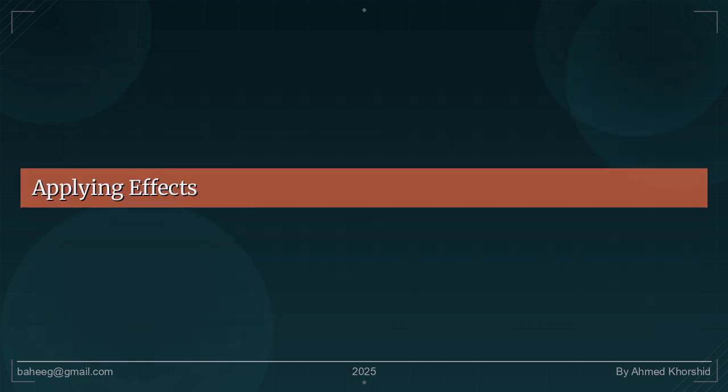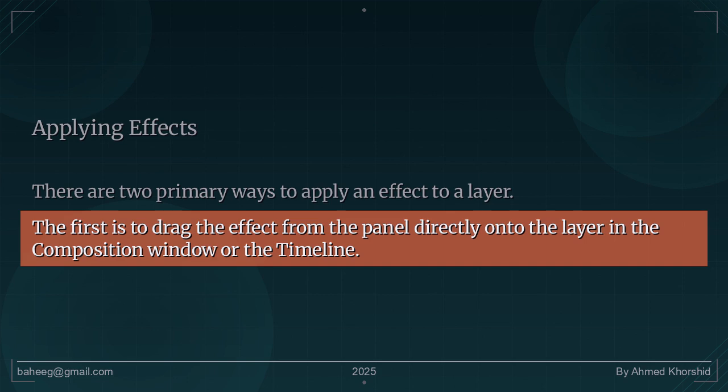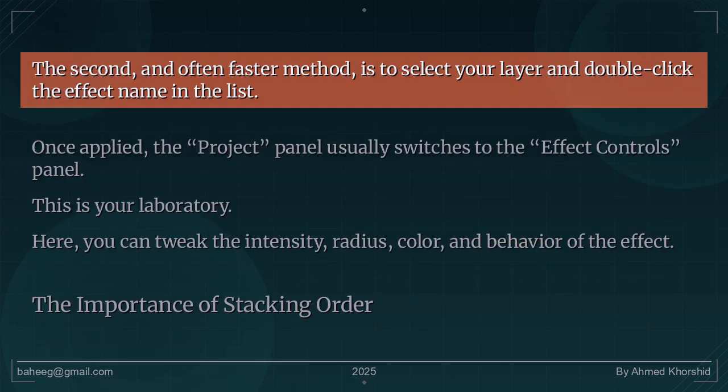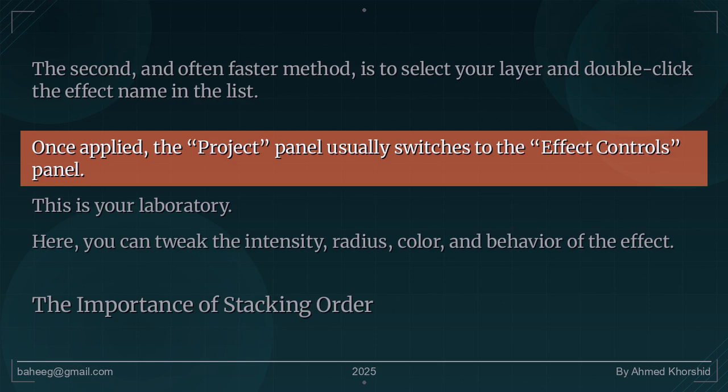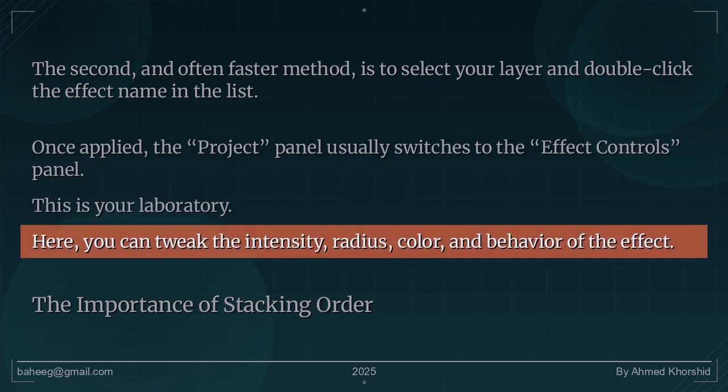Applying effects. There are two primary ways to apply an effect to a layer. The first is to drag the effect from the panel directly onto the layer in the composition window or the timeline. The second, and often faster method, is to select your layer and double-click the effect name in the list. Once applied, the Project panel usually switches to the Effect Controls panel. This is your laboratory. Here, you can tweak the intensity, radius, color, and behavior of the effect.